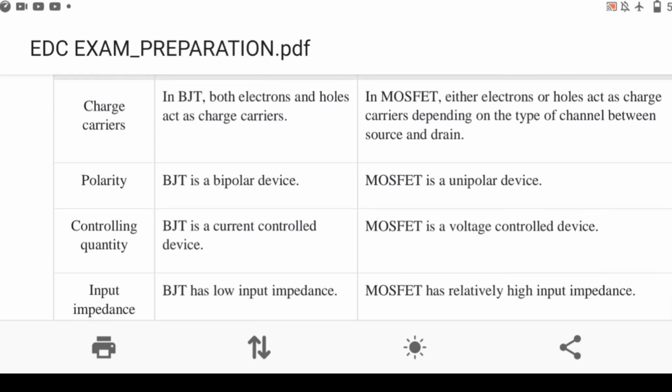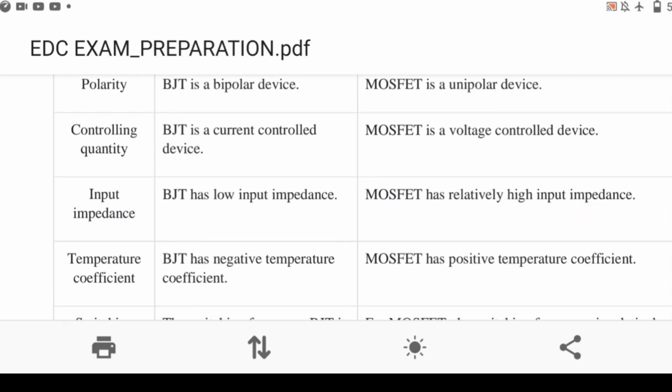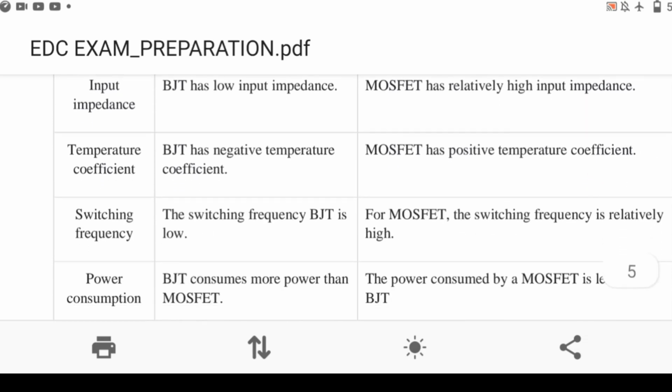Controlling quantity: BJT is a current controlled device, whereas MOSFET is a voltage controlled device. Input impedance: BJT has low input impedance, MOSFET has high input impedance. Temperature coefficient: BJT has a negative temperature coefficient, MOSFET has a positive temperature coefficient. What is negative temperature coefficient? When temperature increases, the resistance falls. For MOSFET, when temperature increases, resistance also increases.